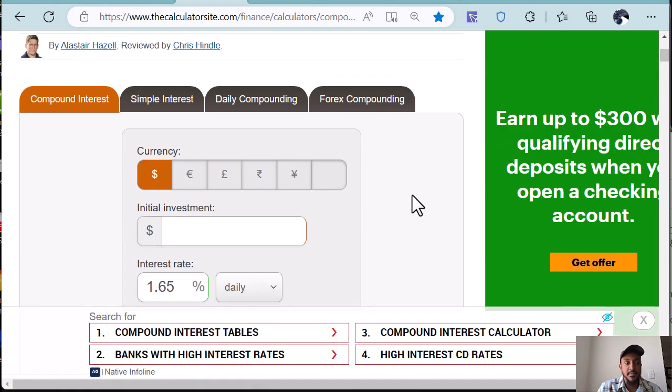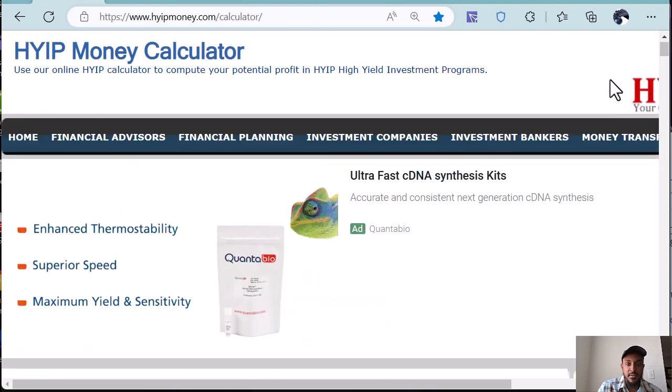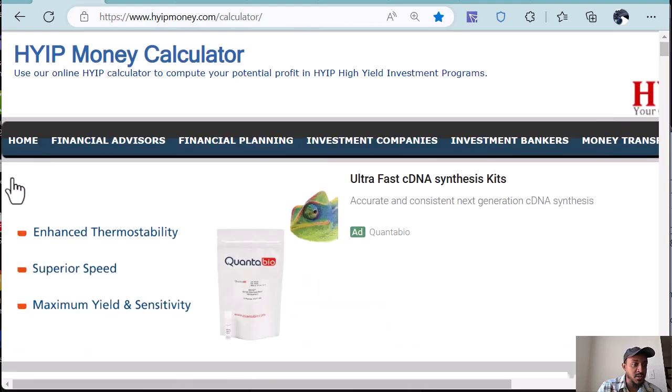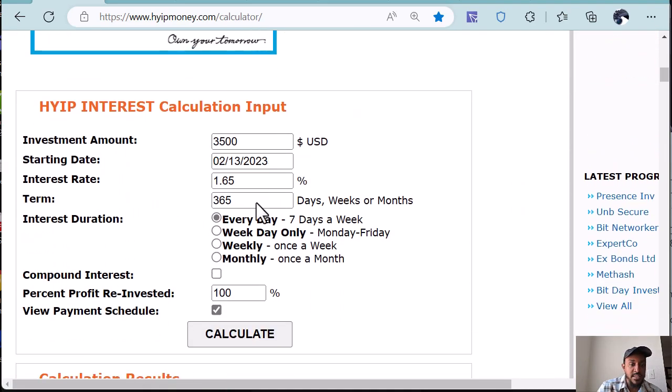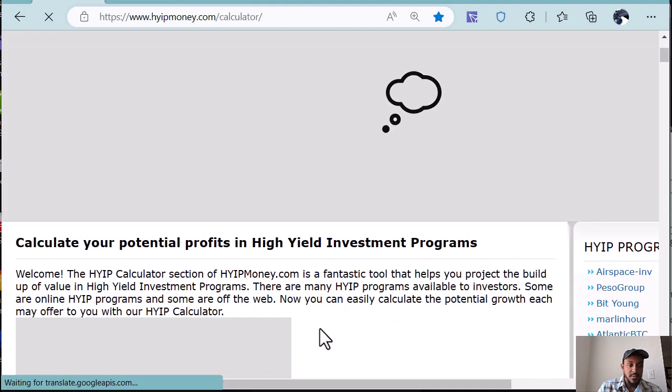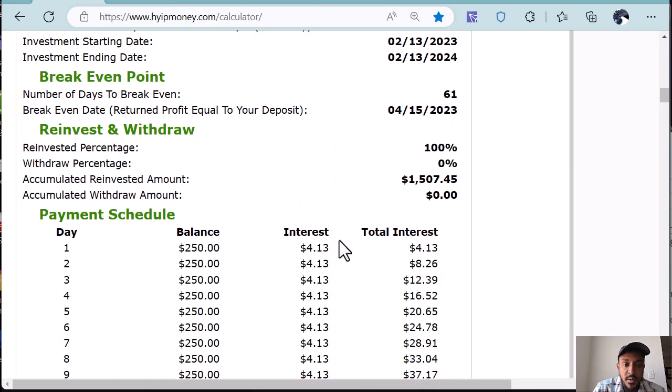Okay, but that is it. And you can go to hyipmoney.com. Click on the calculator. It'll be in the far right corner over here, or it could be under here in white. Either way, you'll click that and you can come down to this calculator, 1.65, 365 days, check every day. Do not compound, and then just hit calculate. Okay? You can get started with $250, and that $250 is going to net you over $1,500.